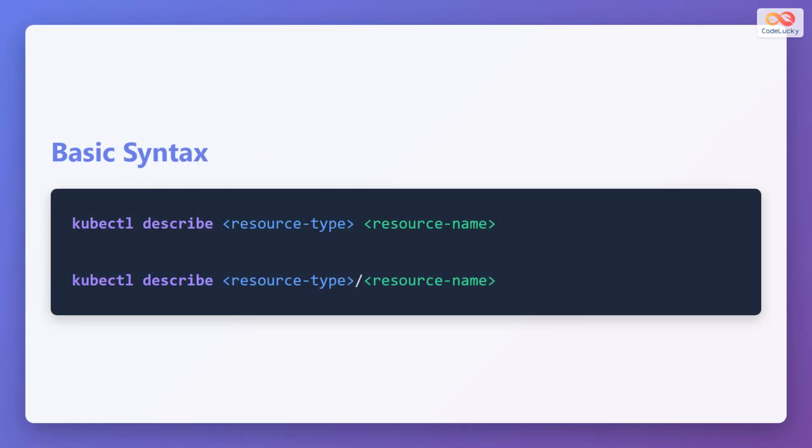The basic syntax for kubectl describe is straightforward. You type kubectl describe, followed by the resource type, and then the resource name. You can also use a / to combine the resource type and name together. For example, kubectl describe pod nginx-pod or kubectl describe pod/nginx-pod both work the same way.